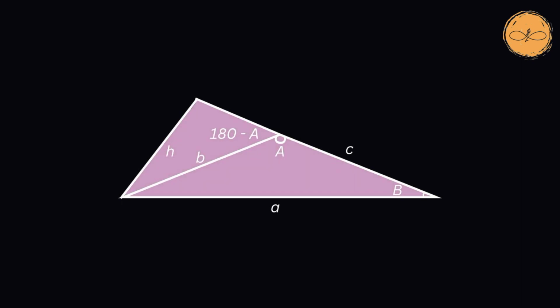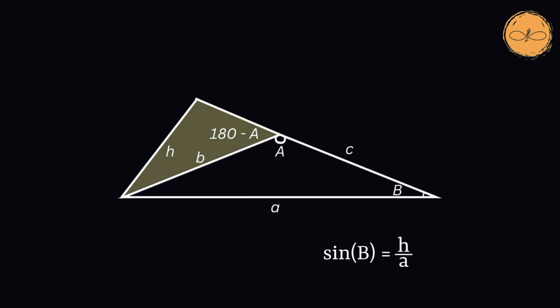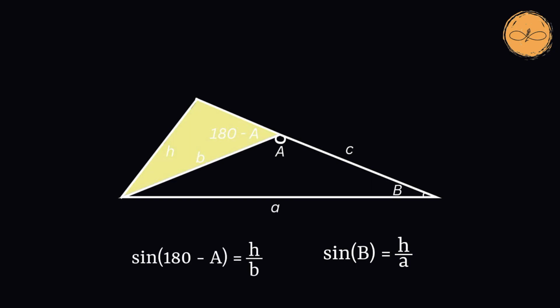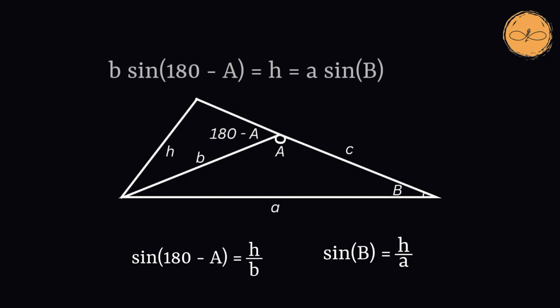Here we see that the sine of angle B must be the opposite side length h divided by the hypotenuse a. On the other hand, from the small right triangle created, we see that the sine of 180 degrees minus A must be equal to the opposite side h divided by the hypotenuse b. Once again both of these equalities involve the quantity h. So we see that h is equal to b times the sine of 180 minus A, and h equals a times the sine of angle B.